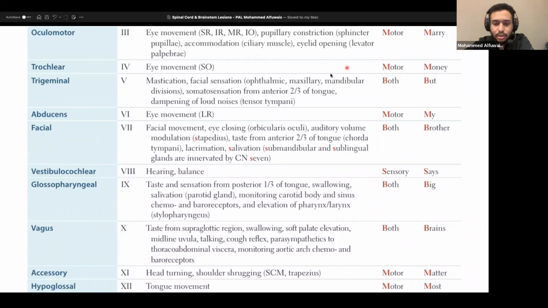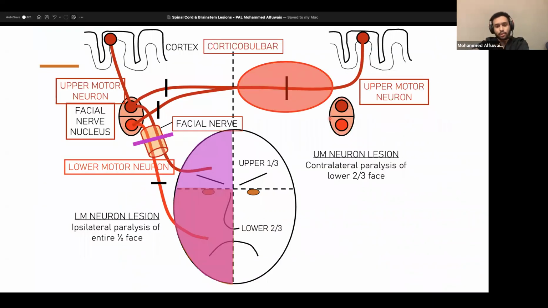Is the trochlear contralateral? No, ipsilateral. So, for example, if you have a right midbrain infarction affecting the trochlear nerve, it's this one, the right side. No problem.